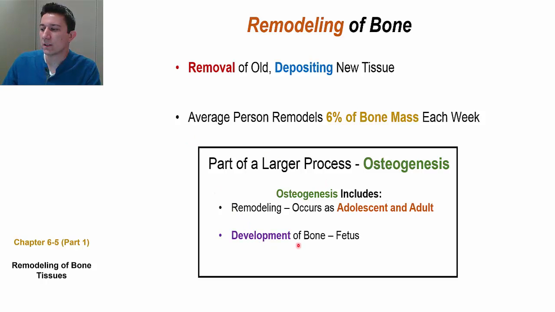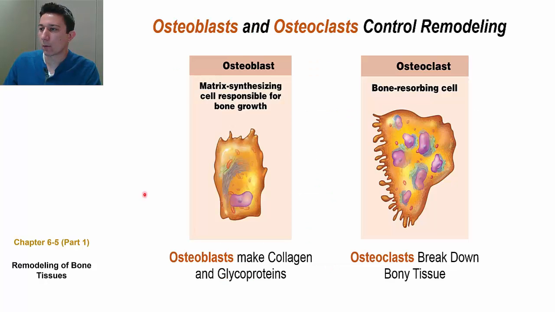Osteogenesis also includes development of bony tissue, that is, initial development of bony tissue from hyaline cartilage pieces or from fibrous connective tissue pieces, and we'll take a look at that in a different segment, but that occurs during fetal development. And osteogenesis also includes the growth of bone during adolescence, that is, the lengthening and the widening of bones during growth.